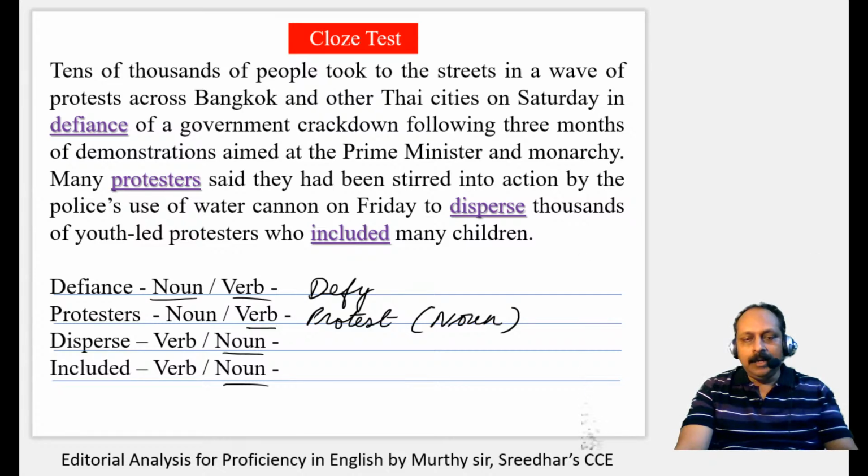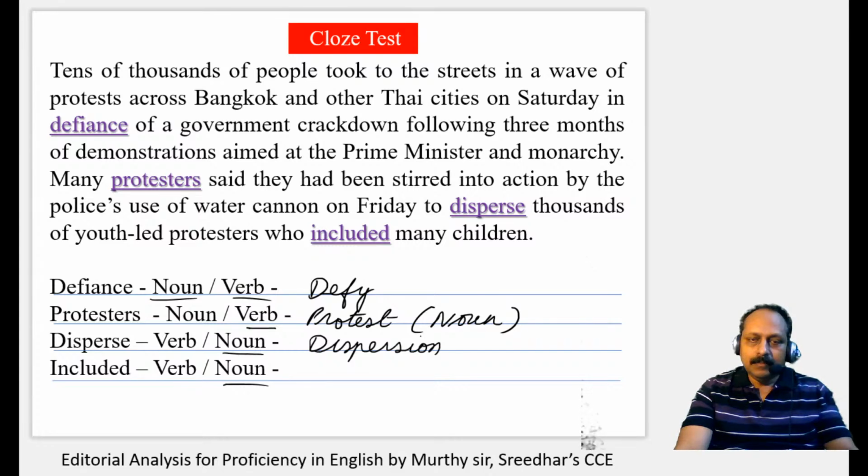I could not tolerate the protest. I have used it as a noun. They protested. I have used it as a verb. Disperse, what is a noun form? Dispersion or dispersal? Dispersal. Dispersal also could be used. Please go to included. Excuse me. Included, obviously. Inclusion.